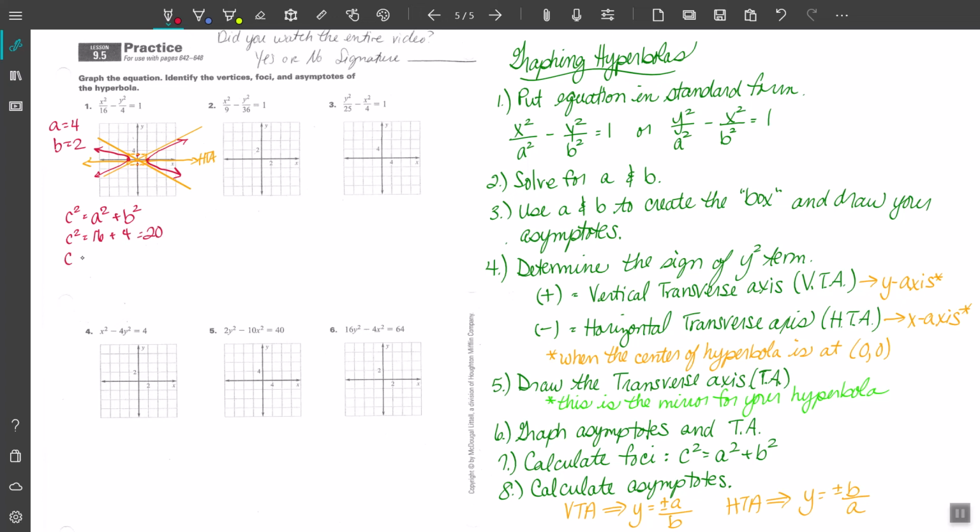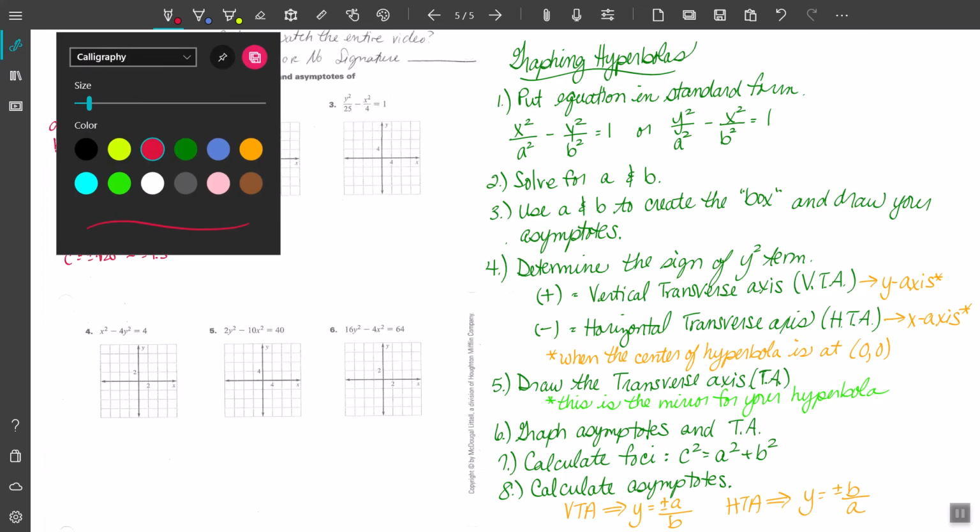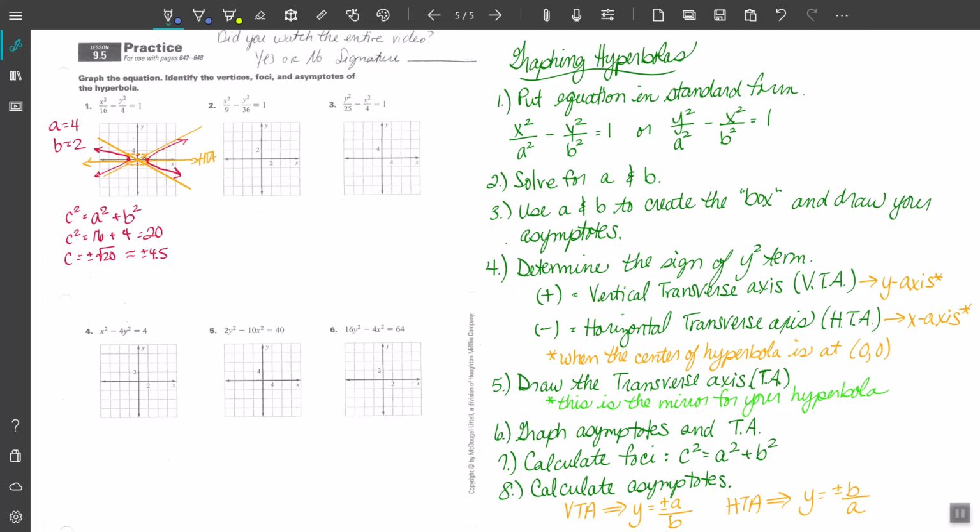And so c is going to be plus or minus the square root of 20. That is roughly 2 square roots of 5, which is roughly 4.5. So I can put in my foci at 4.5. Remember, my foci are going to sit inside the graph, just like when we graphed our parabolas. So we want to come out here at 4.5 and dot in. And same thing here. Just label it with a lowercase f.